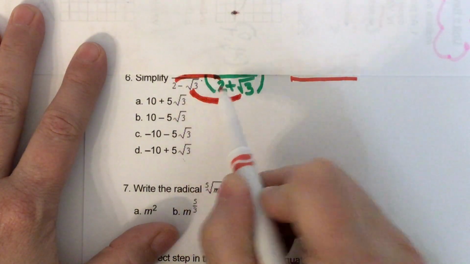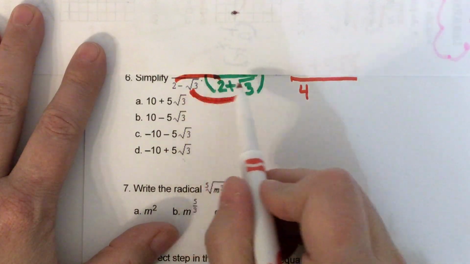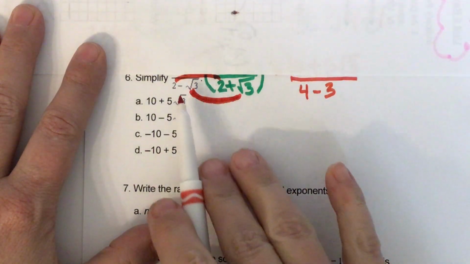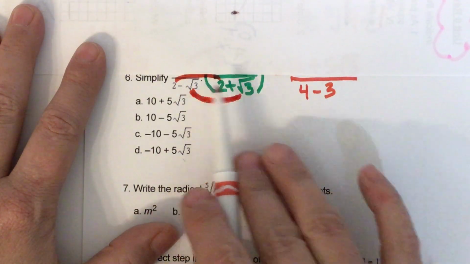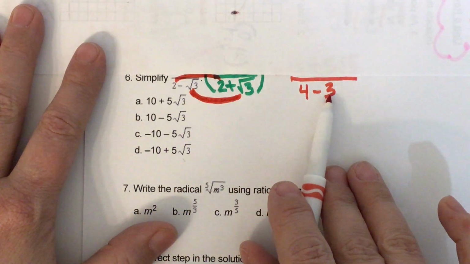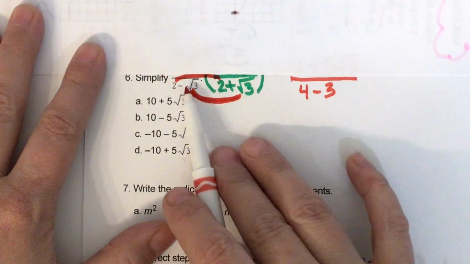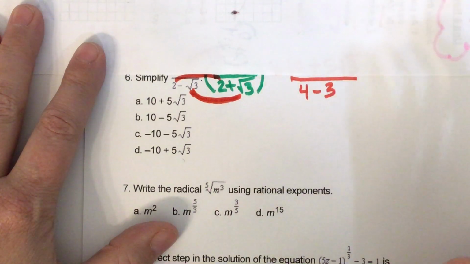So 2 times 2 is 4. And then negative square root of 3 times positive square root of 3 is a negative 3. A negative times a positive is a negative. And anytime you take a square root times itself, that number gets to just slip out from underneath the radical. Now, if you multiplied those and put square root of 9, that's fine. But the square root of 9 is 3.